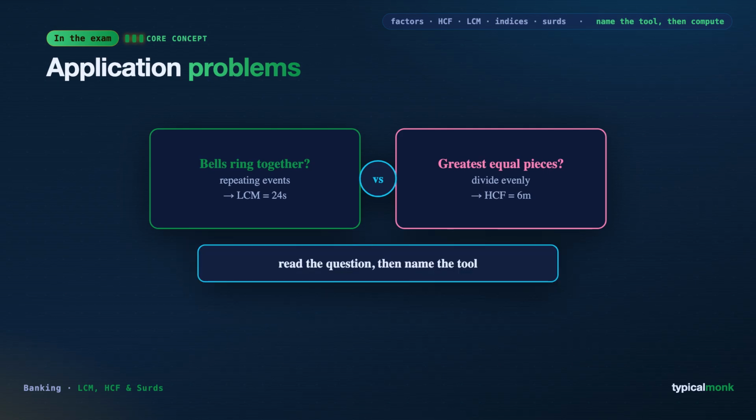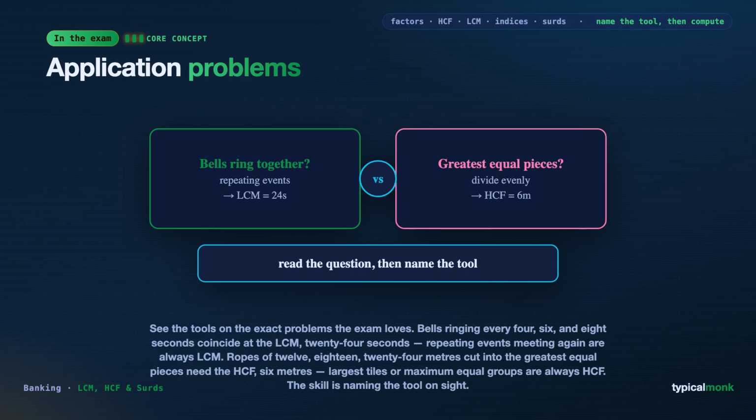Do you see the reliable pattern? The mathematics is the easy part. The exam is really testing whether you can read a problem and instantly name the tool. Repeating and coming together points to LCM. Dividing into the largest equal parts points to HCF. Train yourself to spot those signatures in the first reading of the question, and these become some of the fastest marks in the whole quant section.